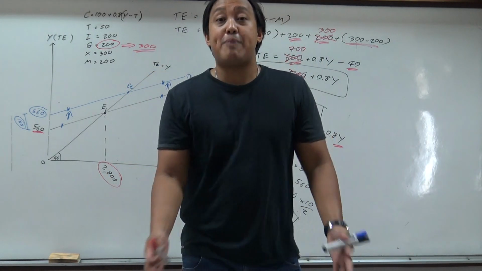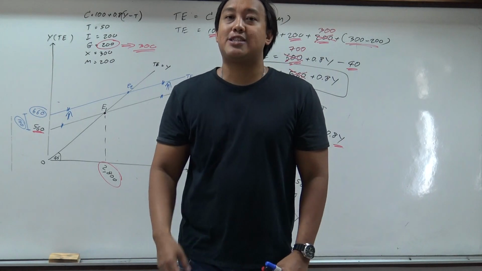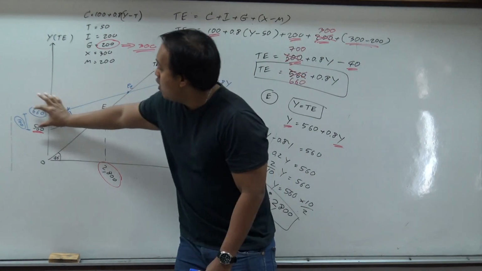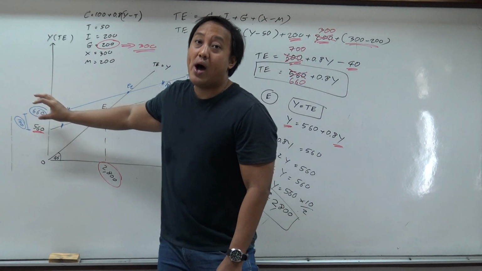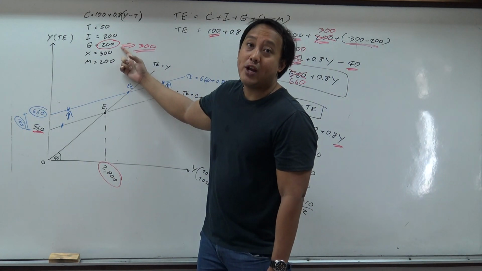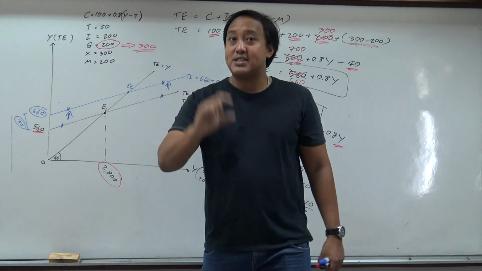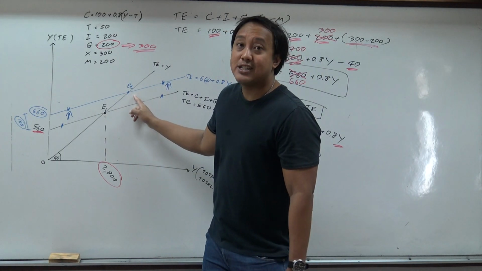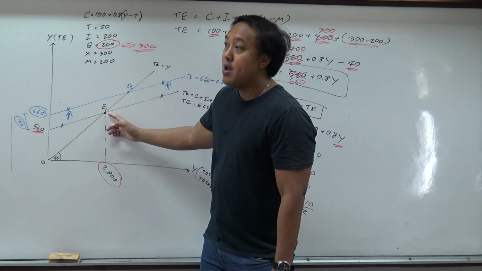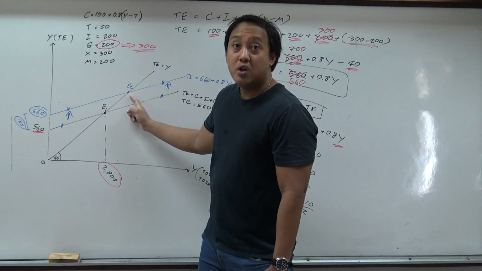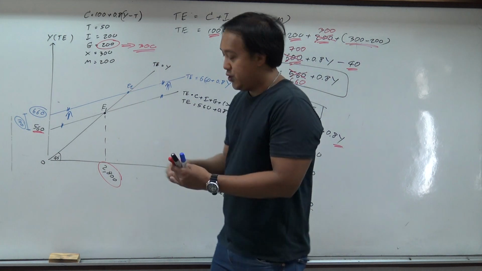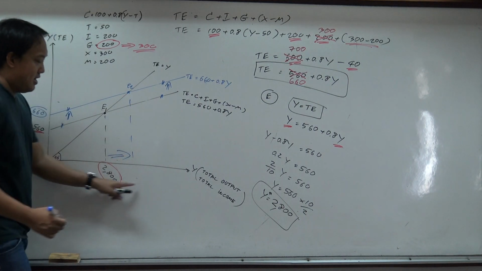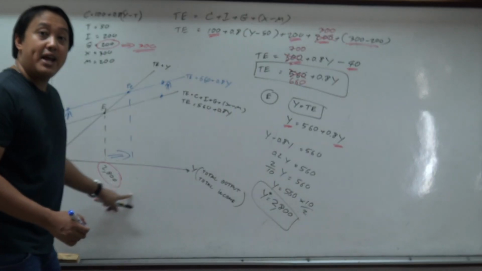Why? Because the government spends more. When the government spends more, total expenditure increases and the whole curve shifts up by 100, because the government spends 100 more, from 200 to 300. And then, as you can see, since the total expenditure curve shifts up, the equilibrium point moves from E1 to E2. Then you can guess that the GDP should be increasing.